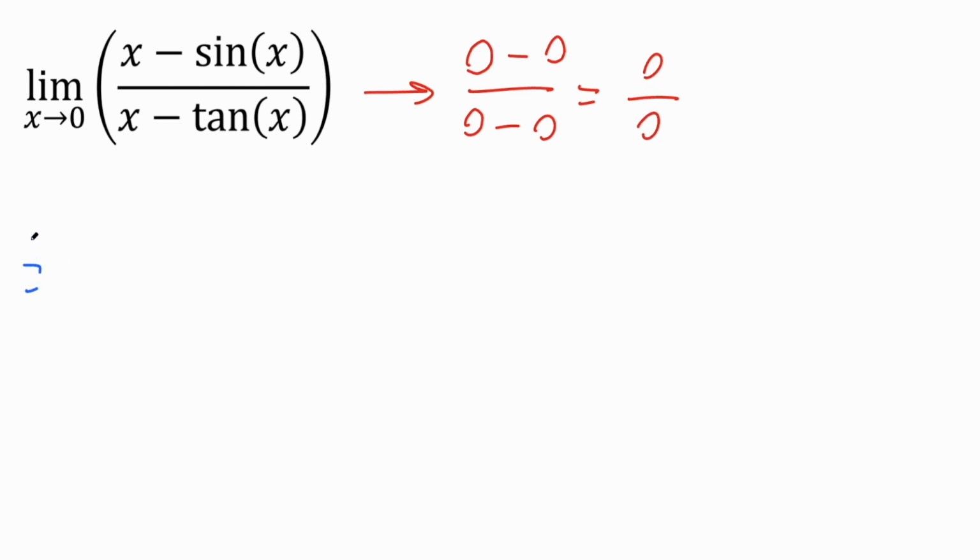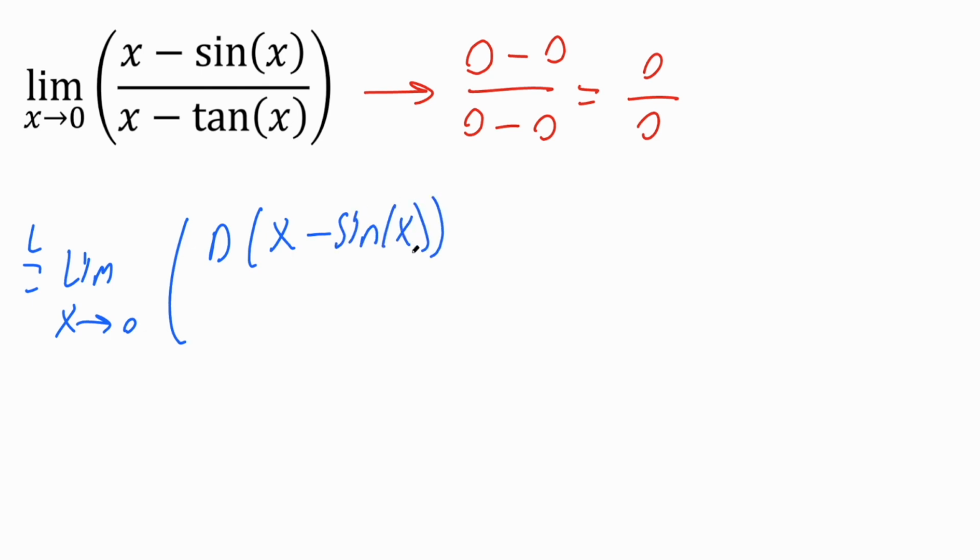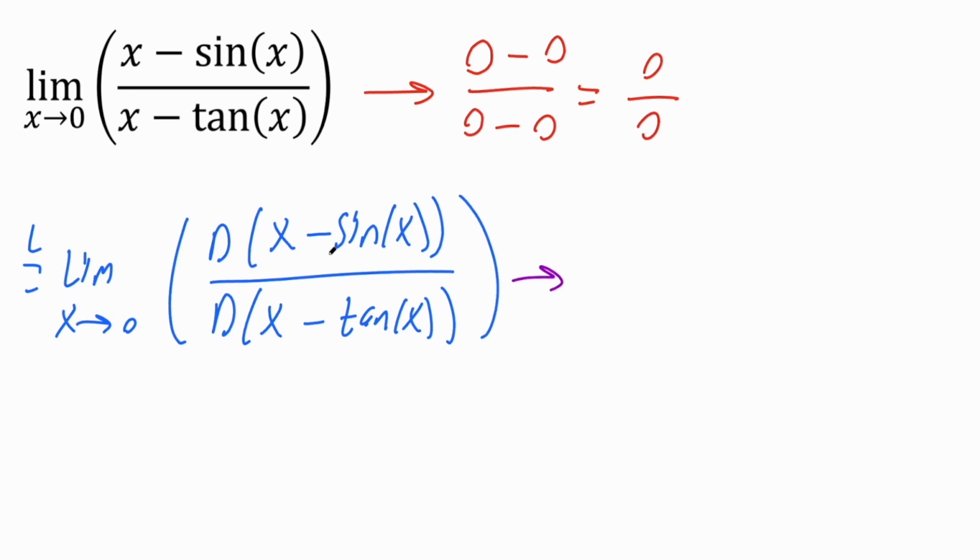And so with L'Hopital's rule, we're going to take the derivative of our numerator, and we'll take the derivative of our denominator. So we have the limit as x approaches 0, parentheses, derivative of the numerator, x minus sine x, divided by the derivative of our denominator, x minus tan x, and the whole thing we close. So at this point, we take the derivative of the numerator and the denominator.